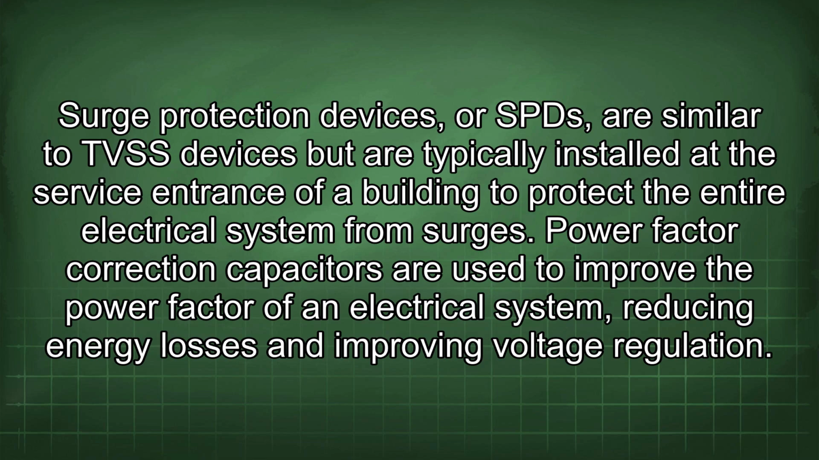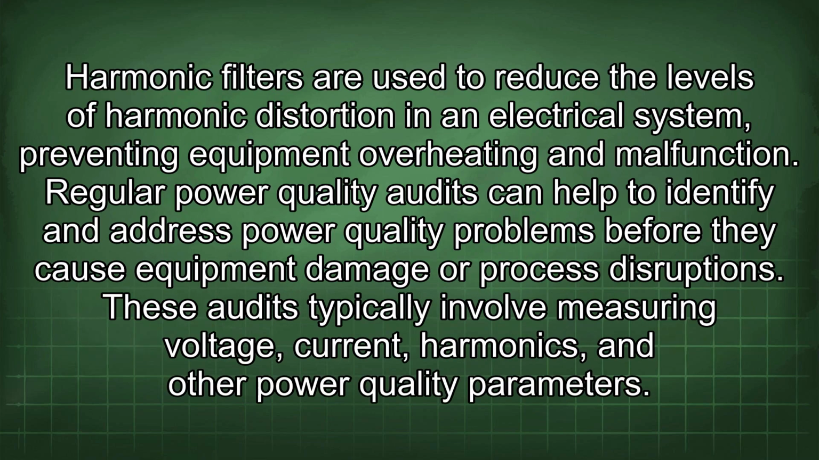Power factor correction capacitors are used to improve the power factor of an electrical system, reducing energy losses and improving voltage regulation. Harmonic filters are used to reduce the levels of harmonic distortion in an electrical system, preventing equipment overheating and malfunction. Regular power quality audits can help to identify and address power quality problems before they cause equipment damage or process disruption. These audits typically involve measuring voltage, current, harmonics, and other power quality parameters.